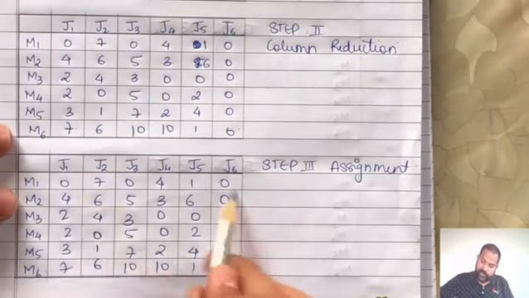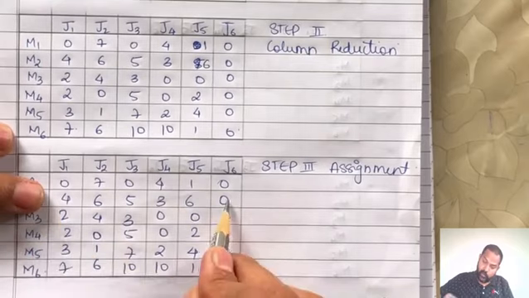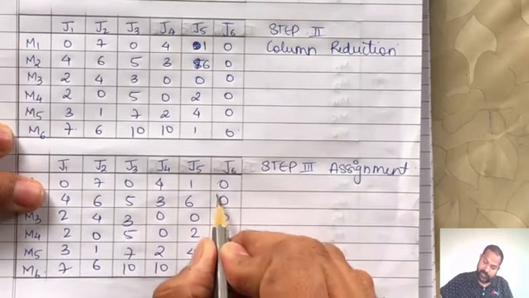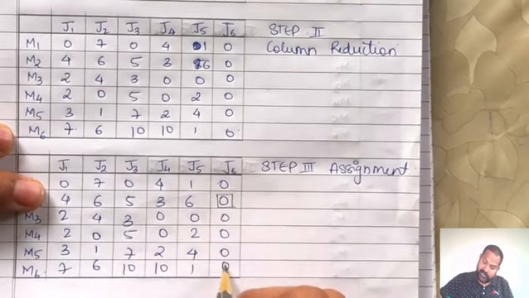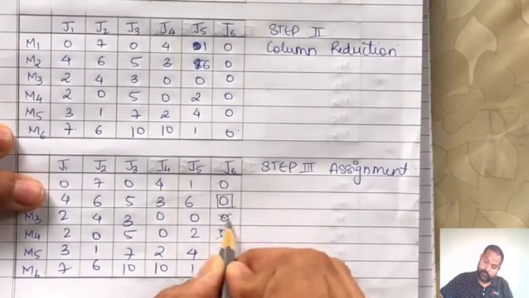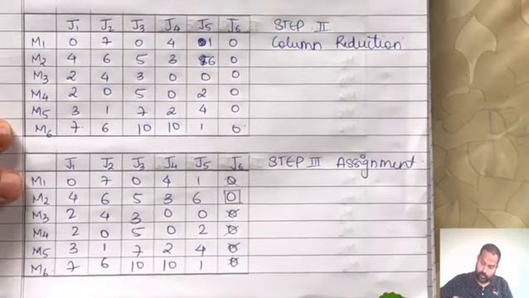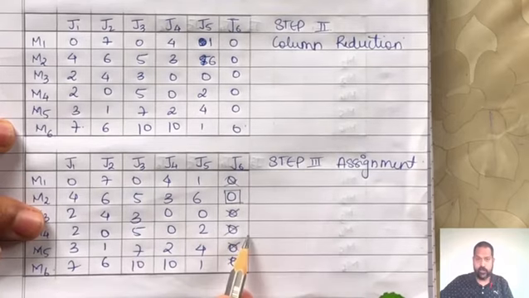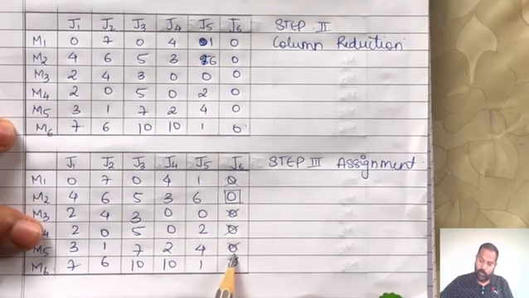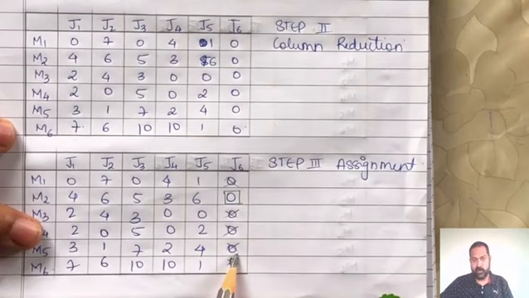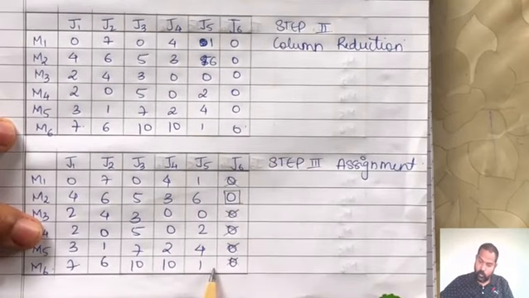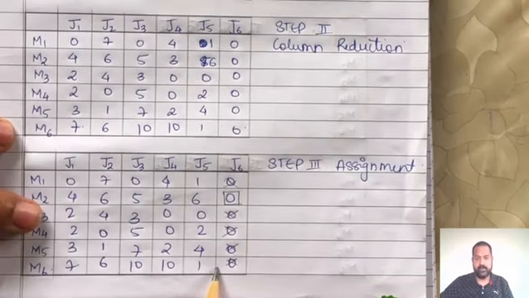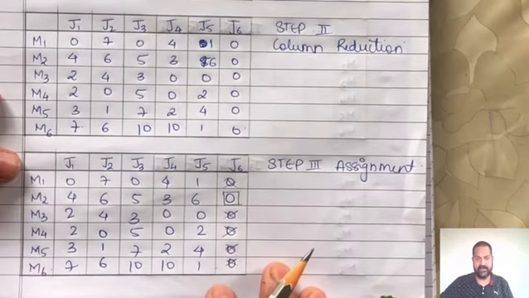Row wise, 3 zeros cannot do anything. Row wise, 1 zero, mark it as an assignment. Cancel every zero in that column. Row wise, 2 zeros cannot do anything. Row wise, 2 zeros cannot do anything. Row wise, there was only 1 zero which is already cancelled. Row wise, there is no zero. There was 1 zero which is already cancelled.